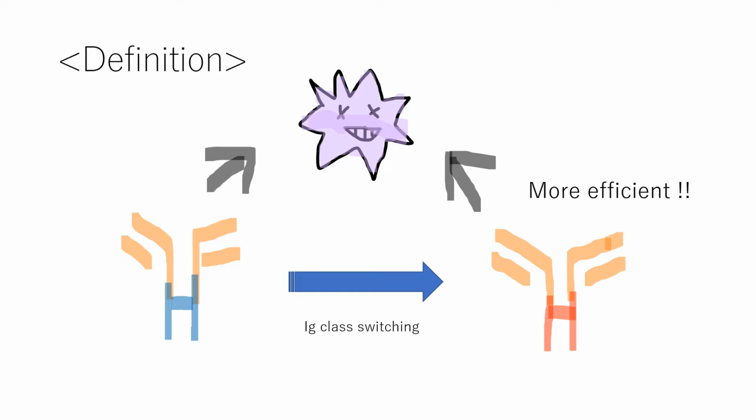In this class switch, the constant region where the antibody binds to immune cells and complement changes, while the variable region where it binds to the antigen remains unchanged. This results in the production of antibodies with different functions against a particular antigen, allowing more efficient elimination of the antigen.